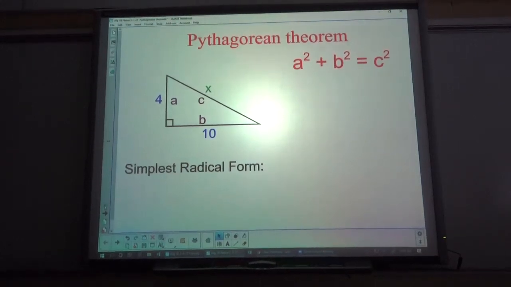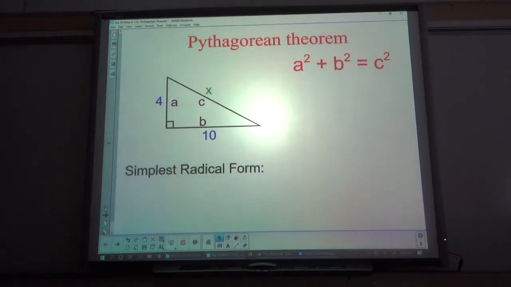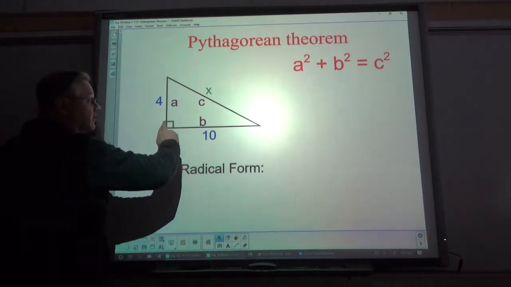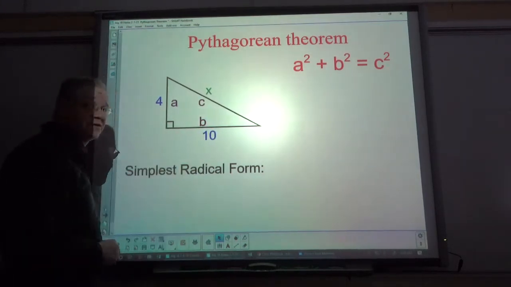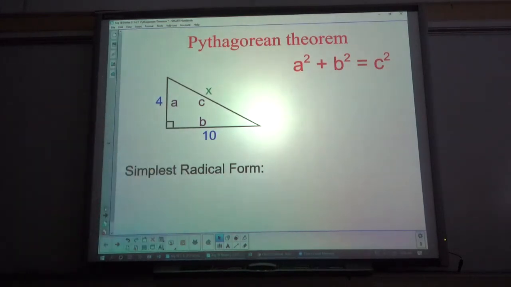Welcome. Today we are working with the Pythagorean Theorem. The Pythagorean Theorem is a squared plus b squared equals c squared. C is always the side across from the 90-degree angle. A and B are the two sides that make up the 90-degree angle.